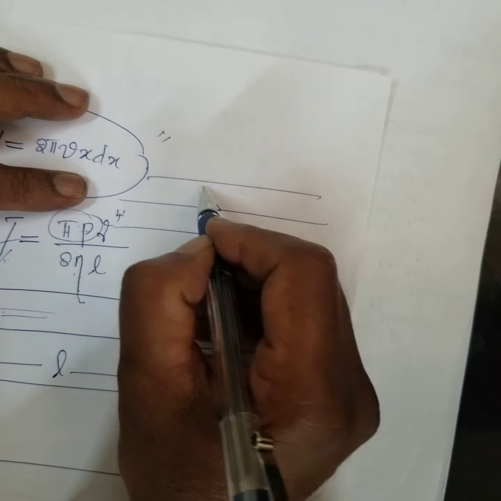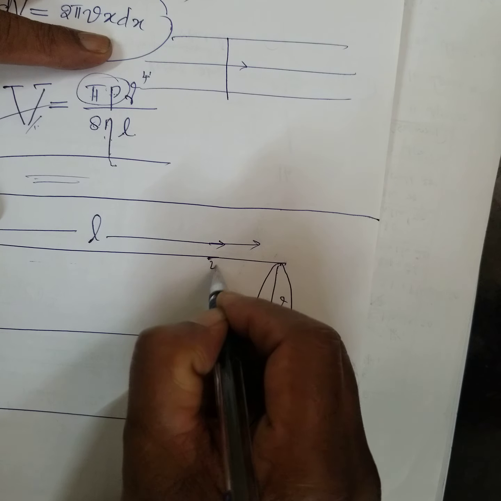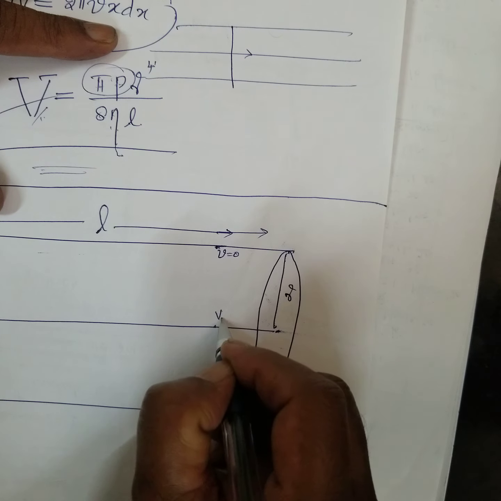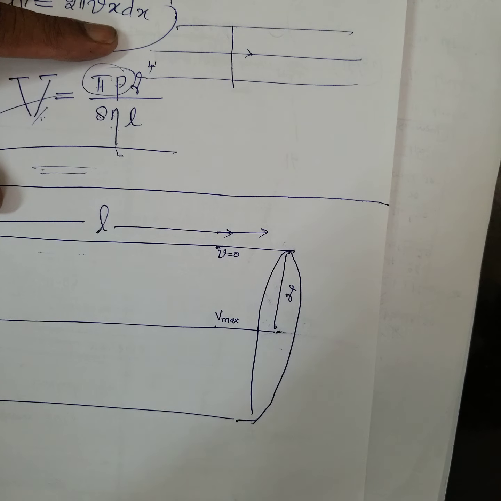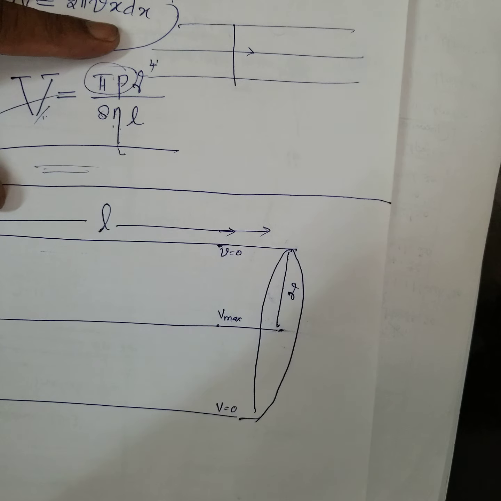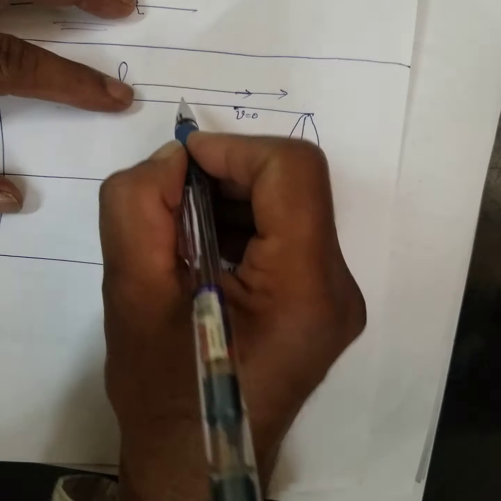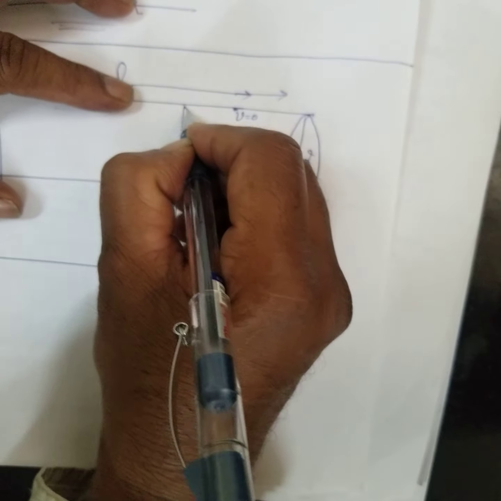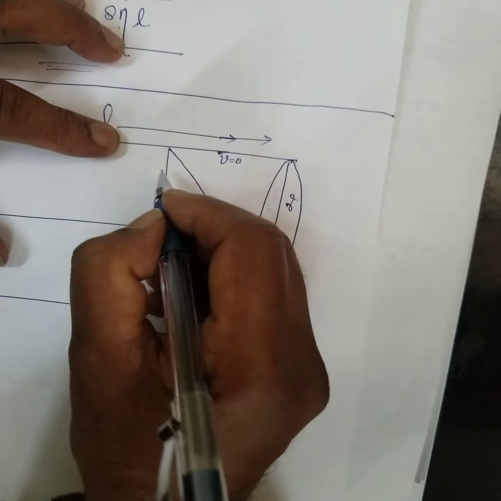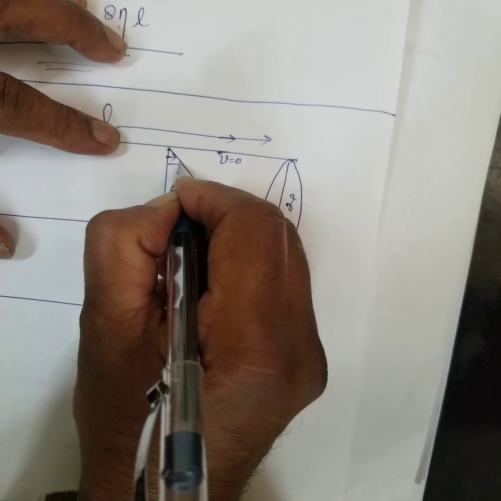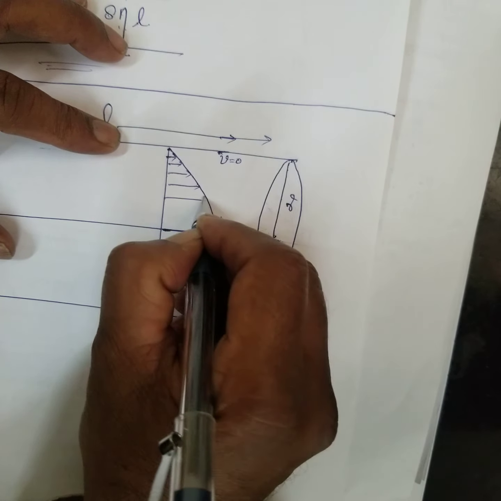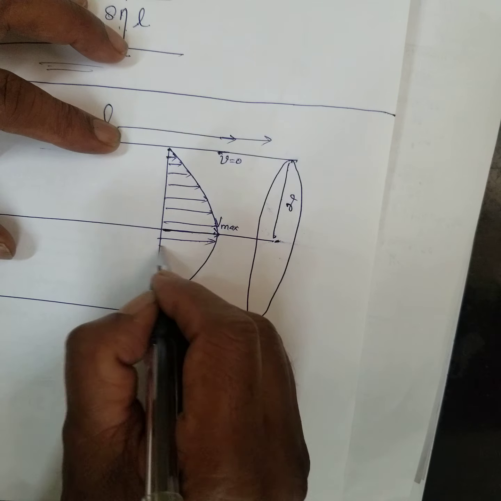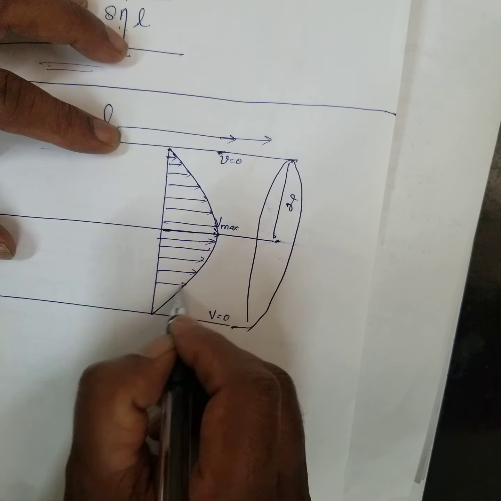This is the axis. Velocity at this edge is 0. Your velocity at the axis is maximum. Your velocity at this end is 0. If you take the profile, the velocity here is maximum, and it will be like this parabola. This I already showed. Velocity is 0, then gradually increases, becomes maximum here, then decreases and becomes 0.